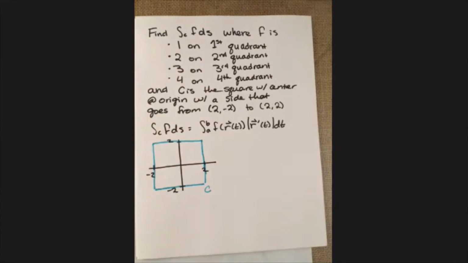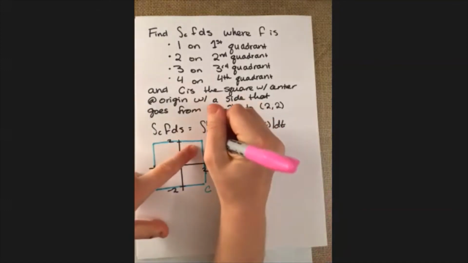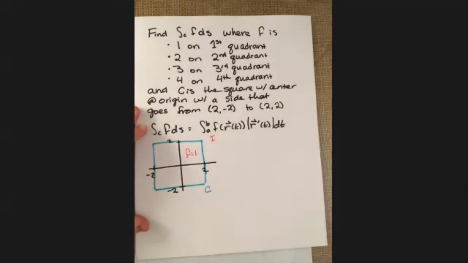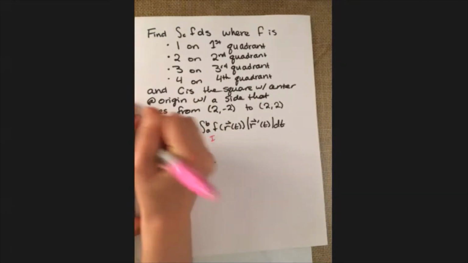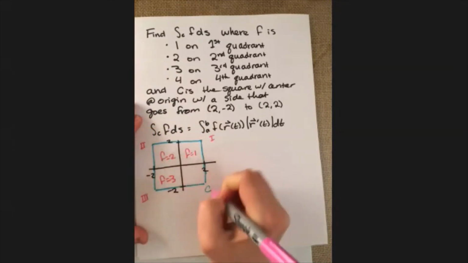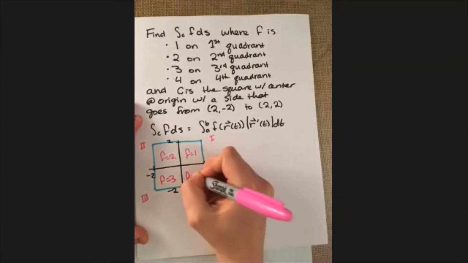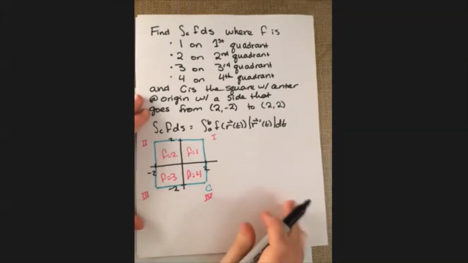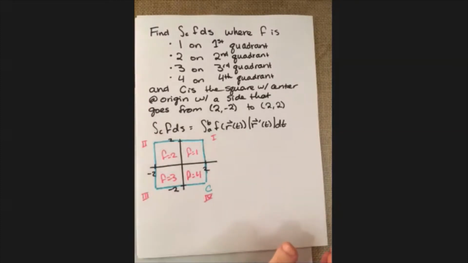Now, let's figure out what F is doing in each of these areas. If we're in the first quadrant, that's going to be this one right here, right? So F is equal to 1 right there. That's the value that I would put down for F. In my second quadrant, F is going to be equal to 2. In the third quadrant, F is equal to 3. And in my fourth quadrant, F is equal to 4. So I have 4 different rules, 1 for each quadrant. That in and of itself tells me that I'm already going to need at least 4 different integrals because F is following 4 different rules depending on where it's located.